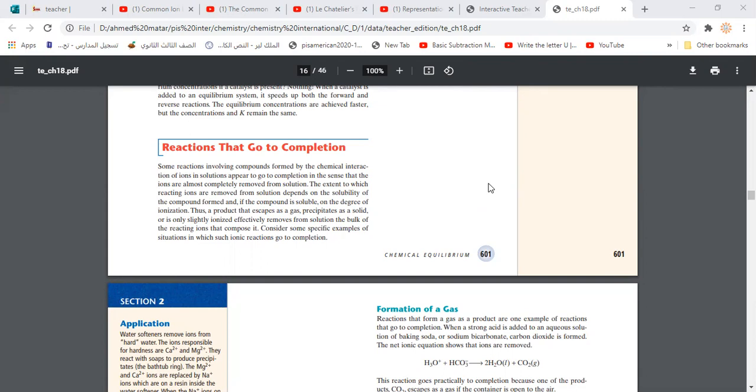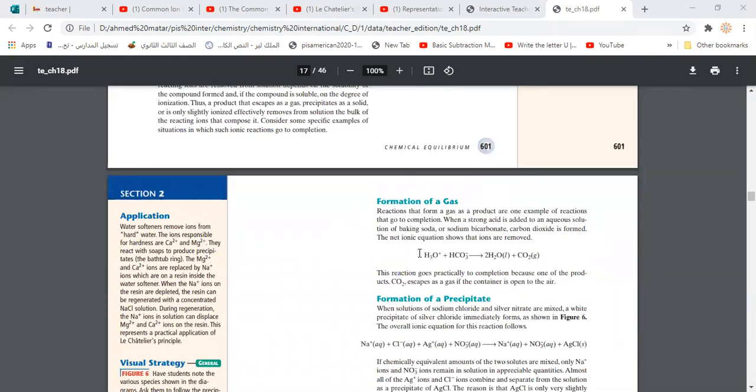So in this kind of reaction, one of the products, or one of the results of the reaction, will escape or will not be available or will not be part of the reaction anymore. That will cause the reversible reaction or the equilibrium to be disturbed, so there is no equilibrium, and in that case the reaction will flow in one direction only. Let's understand this part.